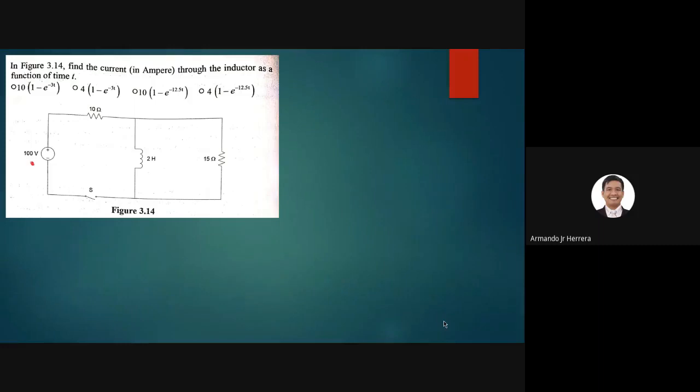So it says here in the figure, we are looking for the current in ampere through the inductor as a function of time t. So if we use mesh analysis for a while, when this switch is closed, I have a current loop there and another loop here. So two, we have I1 and I2. As you can see, if we traverse this loop, there is a current that will flow in this particular circuit. And then traversing this loop, we have a current that will flow here, named I2.